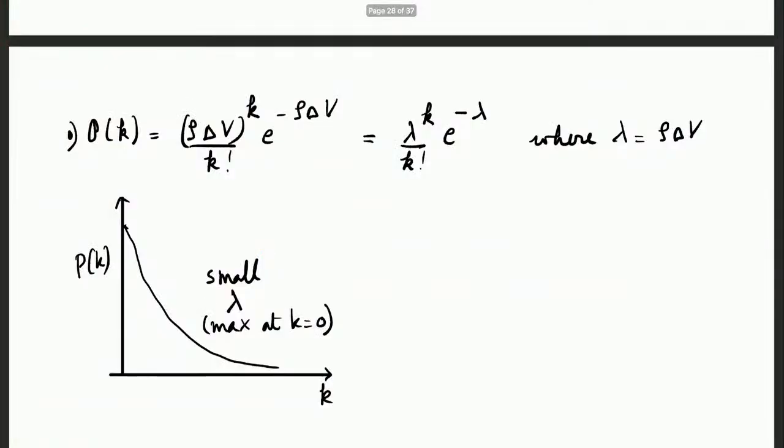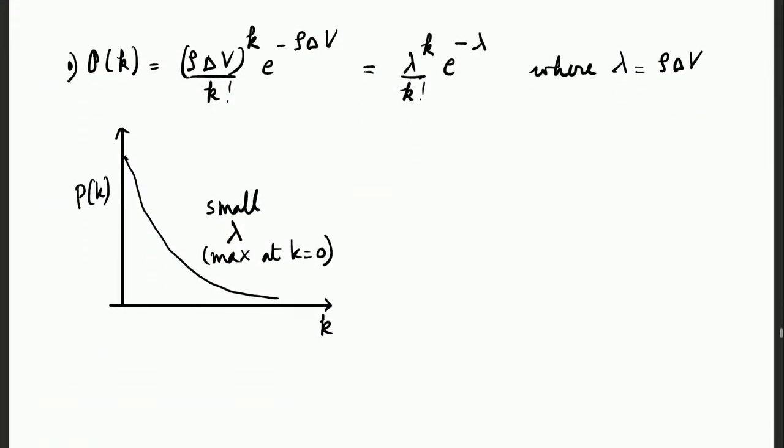Okay. Now, with that much in mind, let us try to plot P of k, which is this quantity, as a function of k for various lambdas. So small lambda, large lambda, and so on. Suppose lambda is small. For example, I take lambda to be 1. If I take lambda to be 1, I get P of k is 1 by k factorial.